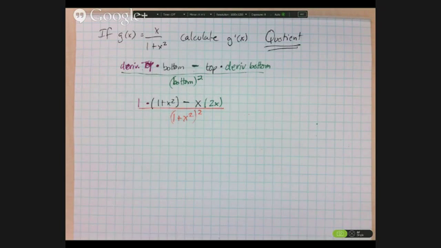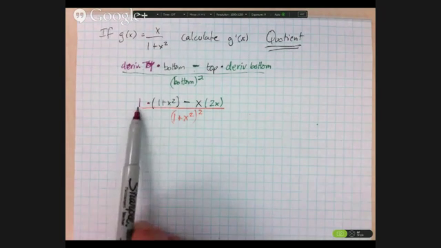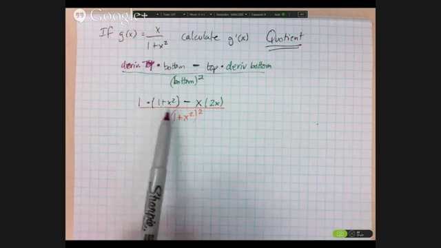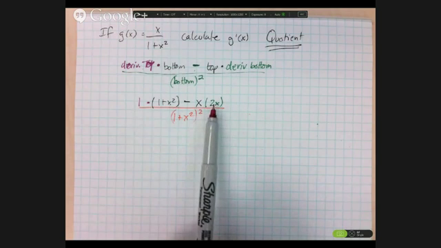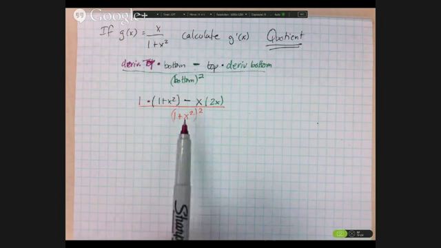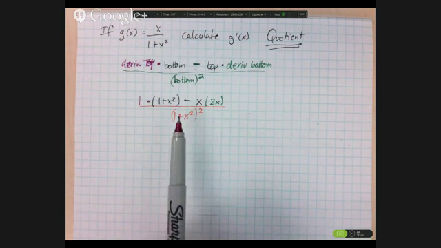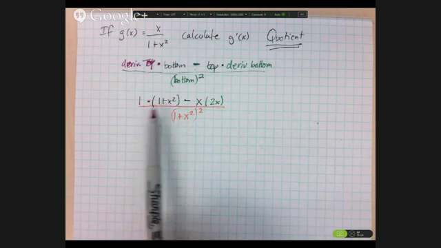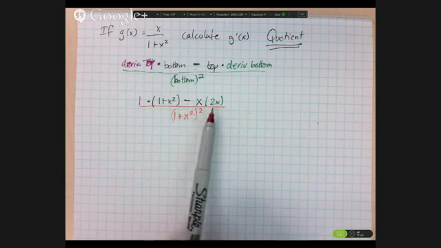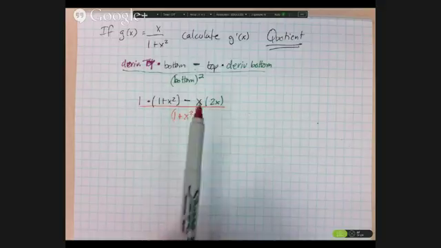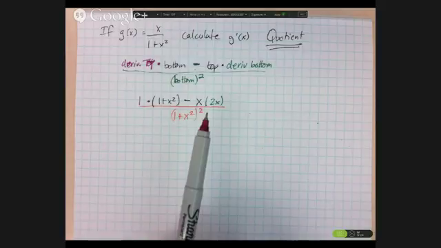Okay, so again, derivative of the top times the bottom minus top times derivative of the bottom. So compare it to the product rule. Derivative of the first, copy second, plus copy first, derivative of the second. You see the comparison there? And then the bottom squared.